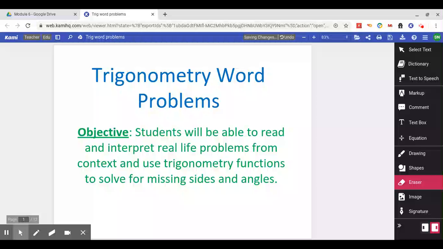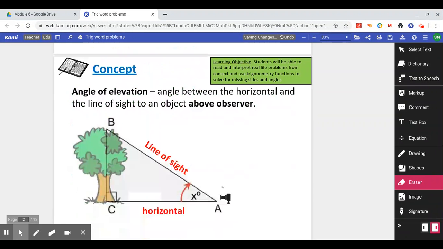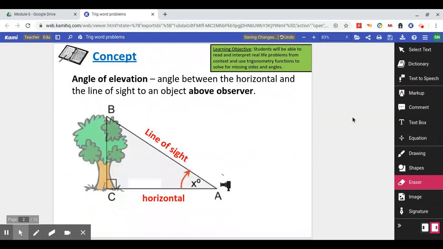In this video, you will learn about trig word problems. You will be able to read and interpret real-life problems from context. There's going to be a story to it, and use trig functions, sine, cosine, tangent, and the inverses to find missing sides and/or angles. Before we dive into the problems, let's look at certain definitions.